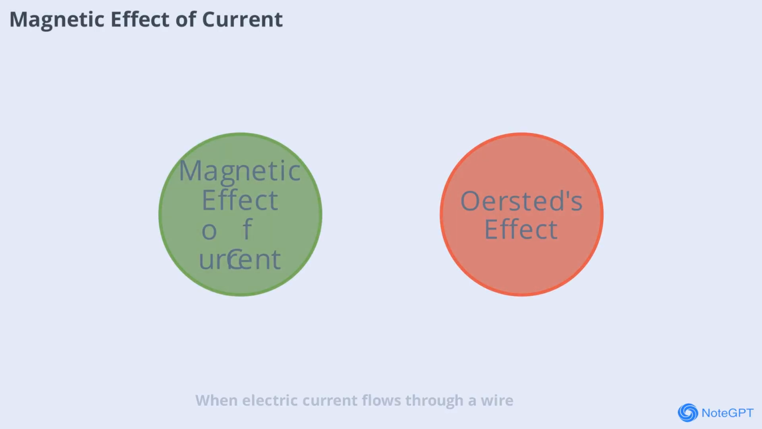When an electric current flows through a wire, it produces a magnetic field around it. This is known as the magnetic effect of current, or Oersted's effect.